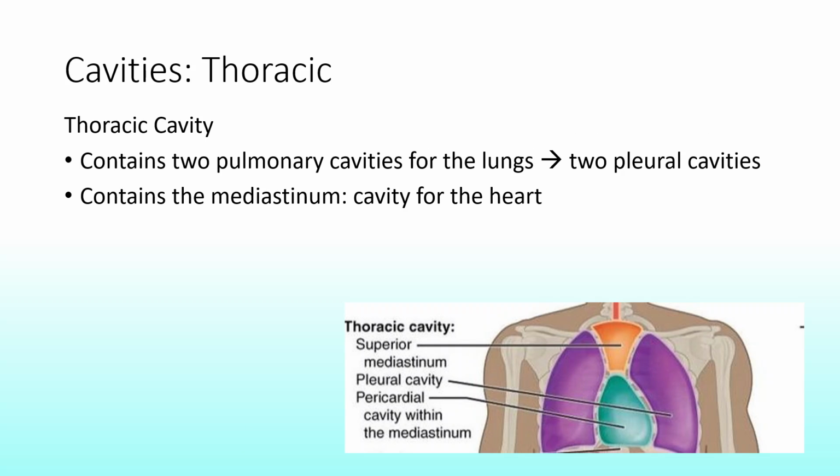Now let's talk about the thoracic cavity. The thoracic cavity contains 2 pulmonary cavities, and the pulmonary cavities contain 2 pleural cavities. Cavities are kind of like pockets that surround the lungs. The pleura are kind of like pockets that surround the lungs. And the mediastinum is also a cavity for the heart.